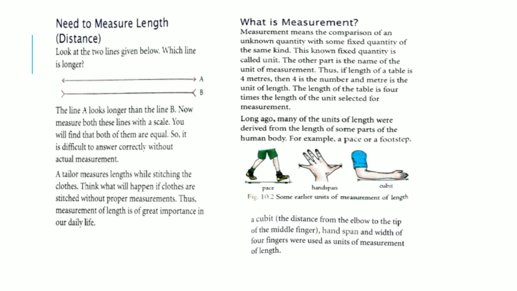Long ago, many of the units of length were derived from the length of some parts of the human body. For example, a pace or a footstep, a cubit, a handspan, and the width of four fingers were used as units of measurement of length. You can see in the picture the pace, handspan, and cubit.